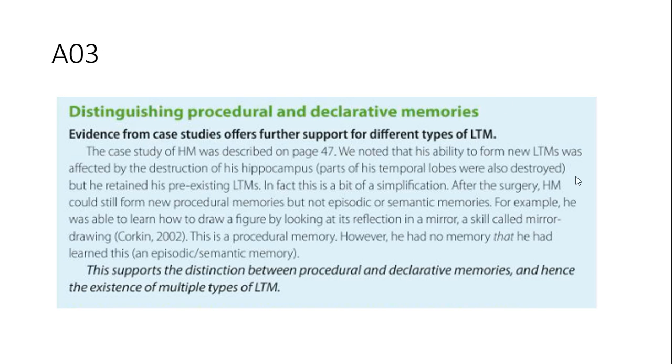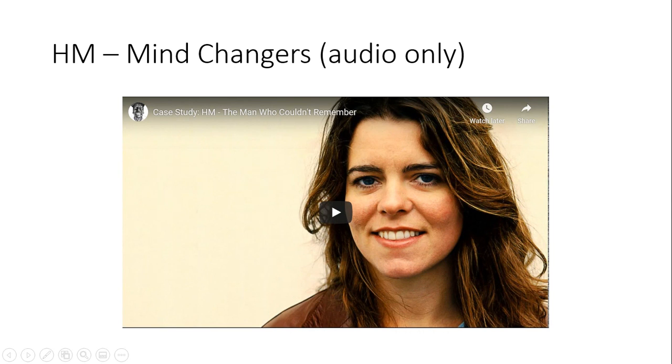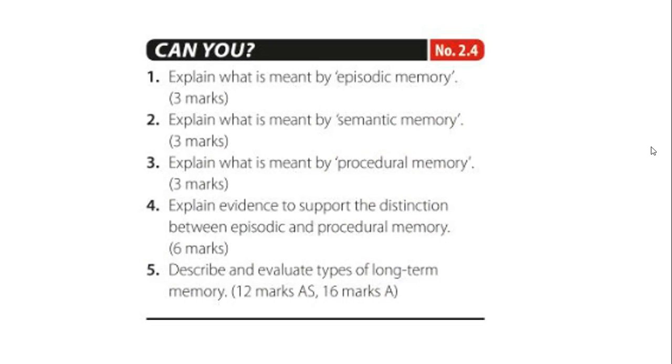If you're interested in Henry a bit more, there's a really good BBC Mind Changers program on it. It's about 20 minutes. It's just audio. It's a radio program where Claudia Hammond, who's in the picture, talks about HM. So the link's there if you want to listen to that. And that's it really for your AO3. So you've just got the case studies and you have the brain scan evidence. That is all you need. It's a really nice topic if it comes up as a 16 marker, because it's about quality and not quantity.